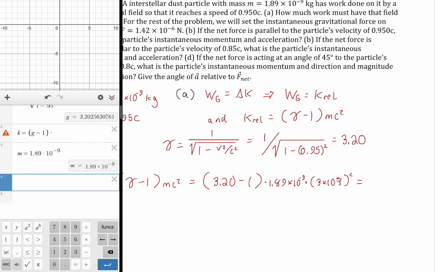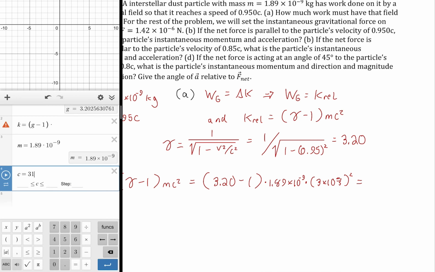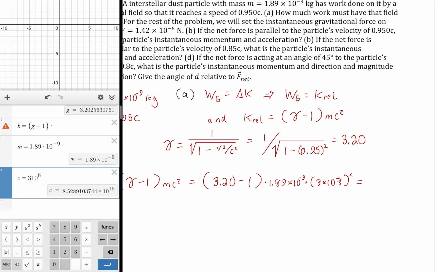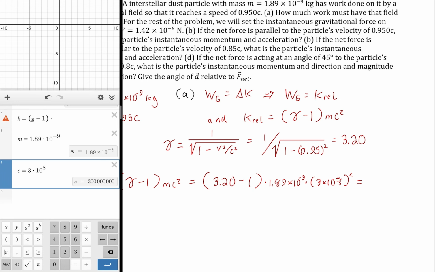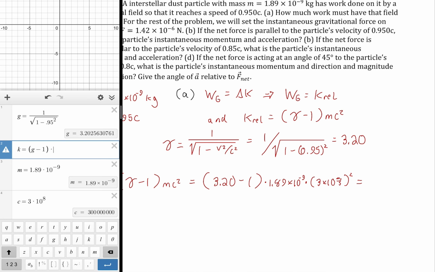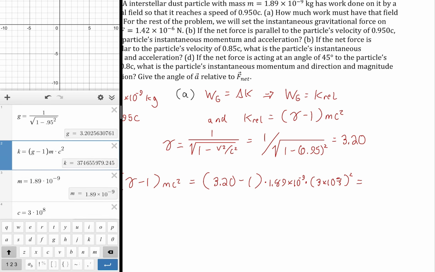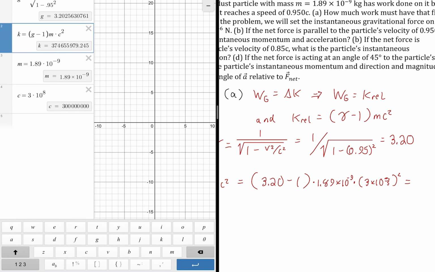And then, of course, we wanted to find C. So C will just equal 3 times 10 to the 8. That all checks out. So up here then, I'll be able to drop in the mc squared. So M and then times C squared. I failed to put an M in there. There we have it.